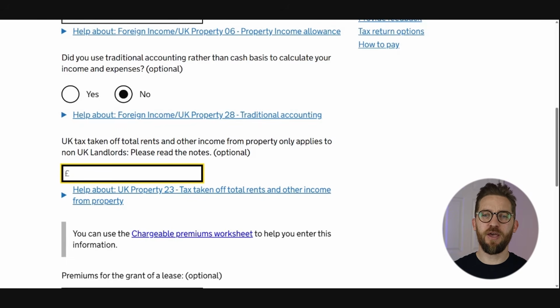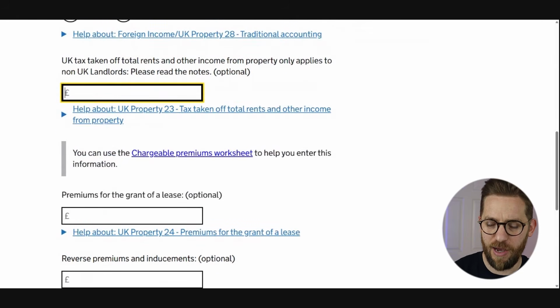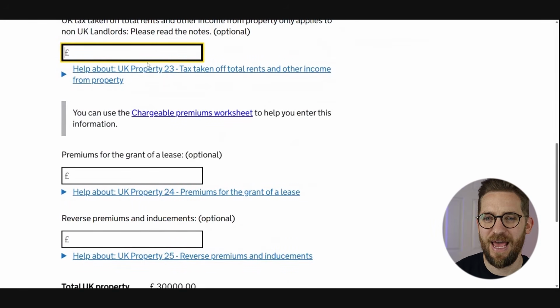So let's say I own a property in the UK, but I'm living overseas. I rent it out for £1,000 a month. My tenant might be told, hey, don't pay him £1,000 a month. Pay him 800, pay him 750, and pay the remainder across to us at HMRC. So if you don't know that happens, it does happen, and it happens when you live outside of the UK but own property in the UK, non-UK resident landlords. I'll leave that one blank, but they would declare any tax that's already been deducted here.